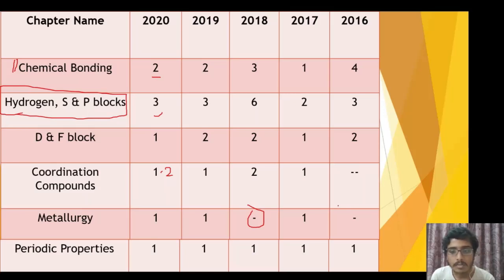I will be going into the details of the important concepts also. D and F block has 1 to 2 questions on average, and periodic properties has 1 question. So overall, inorganic chemistry is not that difficult, and if you study on a consistent basis, make short notes, and revise the chapters you studied in class 11 on a daily basis, then inorganic chemistry will never be a problem before the exams.